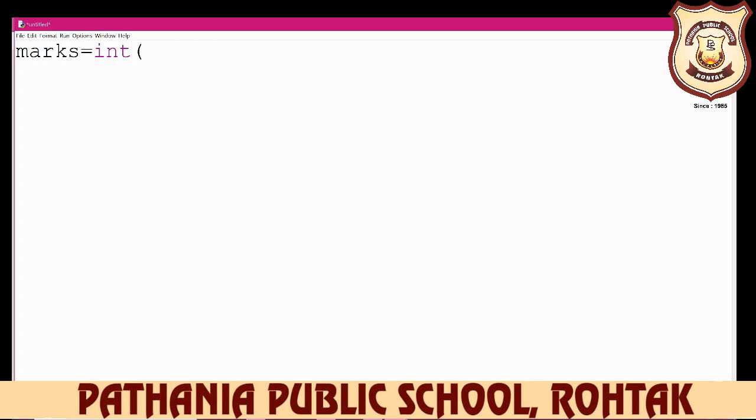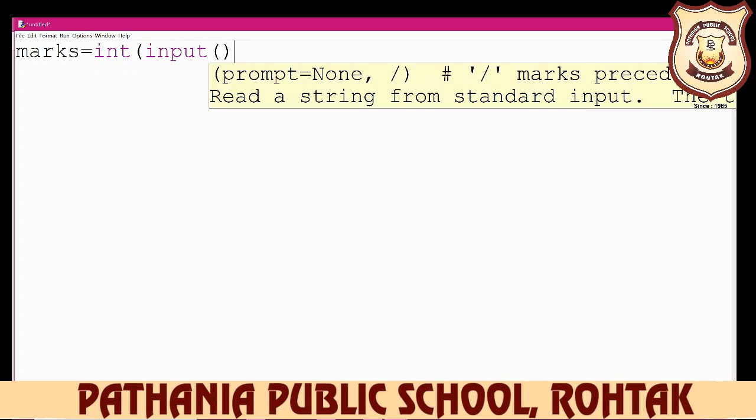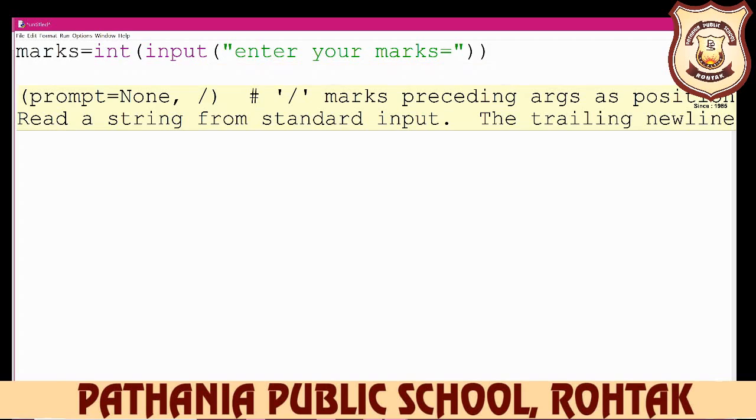And after that, you write down here the input function, and you know the input function looks like this. So between the brackets, you write down the message that you want to display on your screen. So I have written here, enter your marks. You write down marks is equal to int, then input, enter your marks, inverted commas close, and after that close the bracket. This bracket is the one you started after the int, and here you can close it. After that, press the enter key.